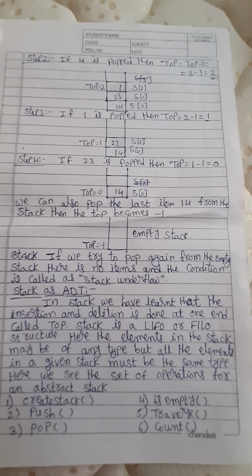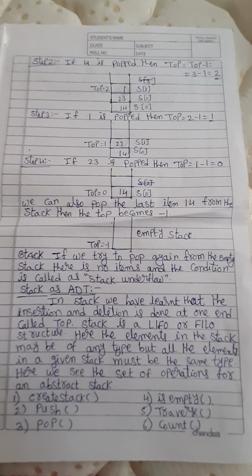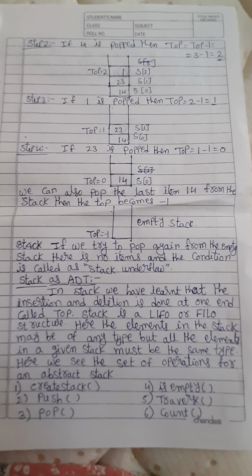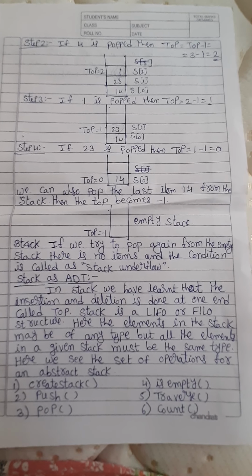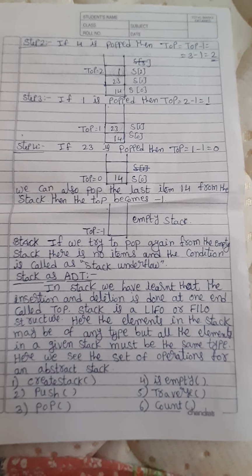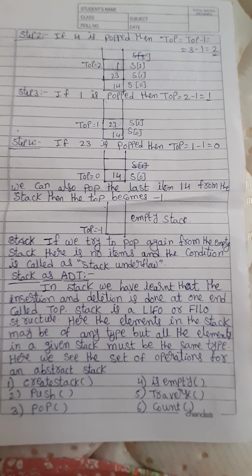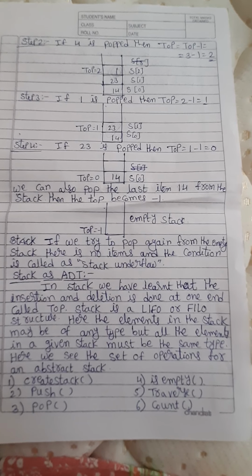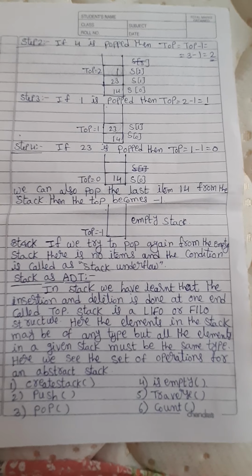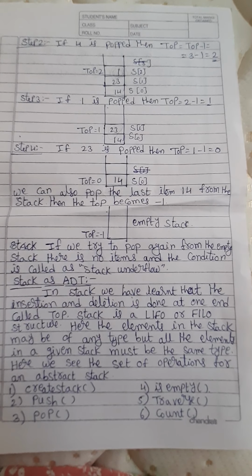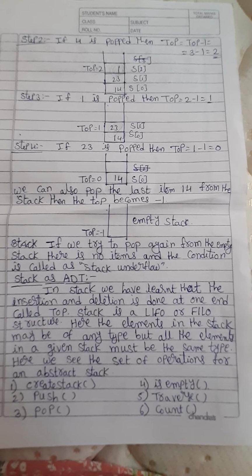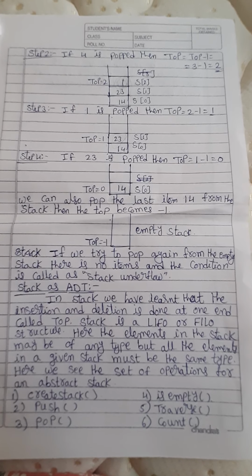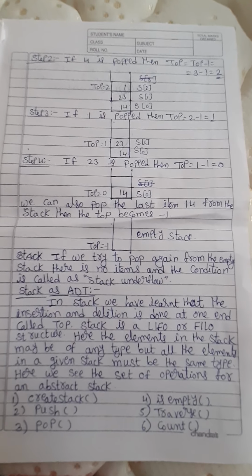It may be the integer, or else it may be the character, or else it may be the float, or else it may be the double. It may be of any data type. Whatever the data type may be, the elements that we are trying to insert, or else the elements that we are trying to delete, all the elements must be of the same type. That means if we have given the data type as integer, we have to insert all the integer elements only, and if we have defined the type as character, we have to insert all the character values only. And if we have defined the data type as float, we have to insert all the items as float values only.